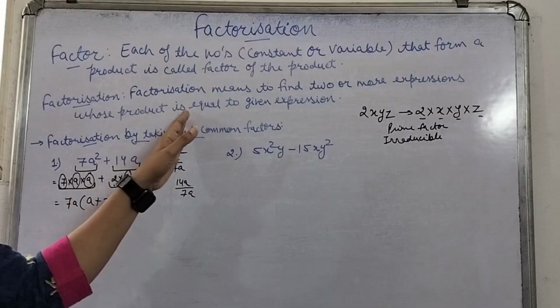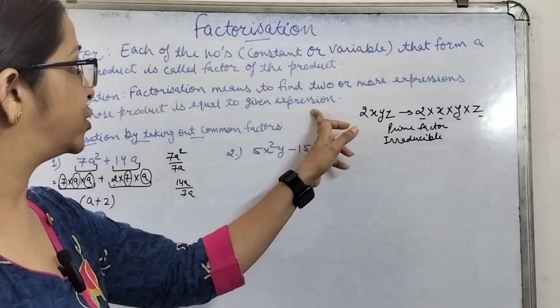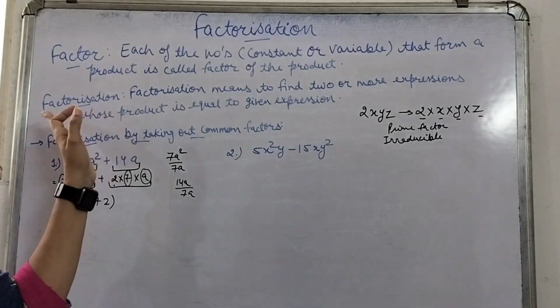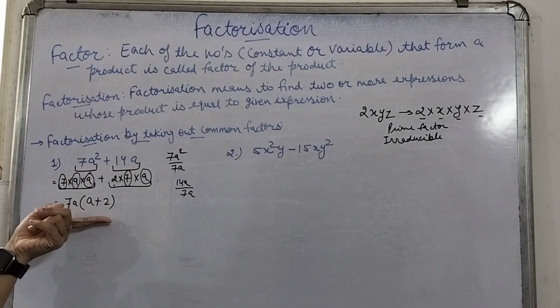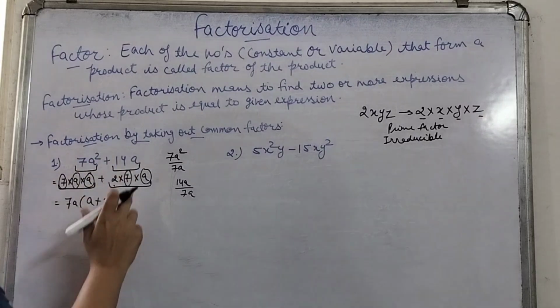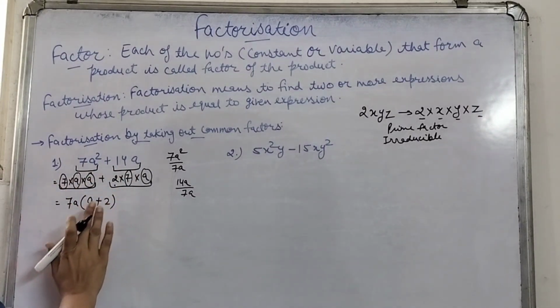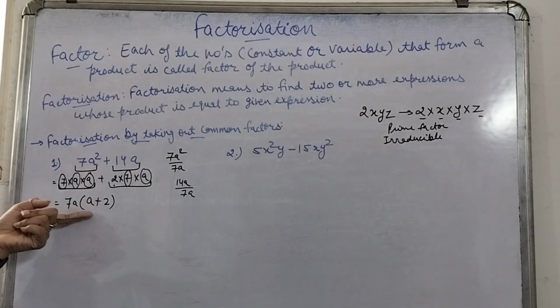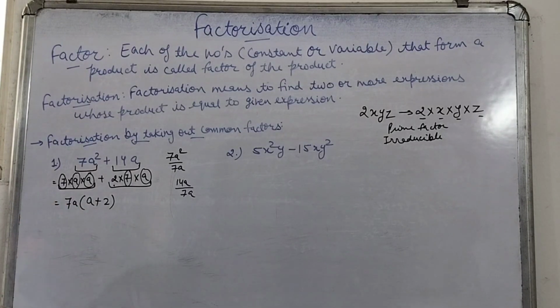So whenever we are representing any given expression as a product of two or more expressions, we call it factorization. This is how we can factorize 7a square plus 14a. And we can see over here we have used the distributive law, the distributive law of multiplication over addition.